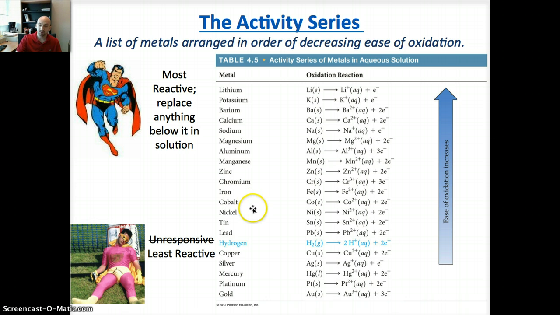Okay, so I like to think of the bottom as being the least reactive. Okay, it's this unresponsive, passed out, drunk, probably college student who really just doesn't want to do anything. Okay, and at the top you have Superman coming through, who's most reactive. He can replace anything below it in solution. So Superman. And the one key to know is that only metals which are above hydrogen in the activity series are actually able to react with acids to form the hydrogen gas. Okay, so these are a couple rules that are very important to know.